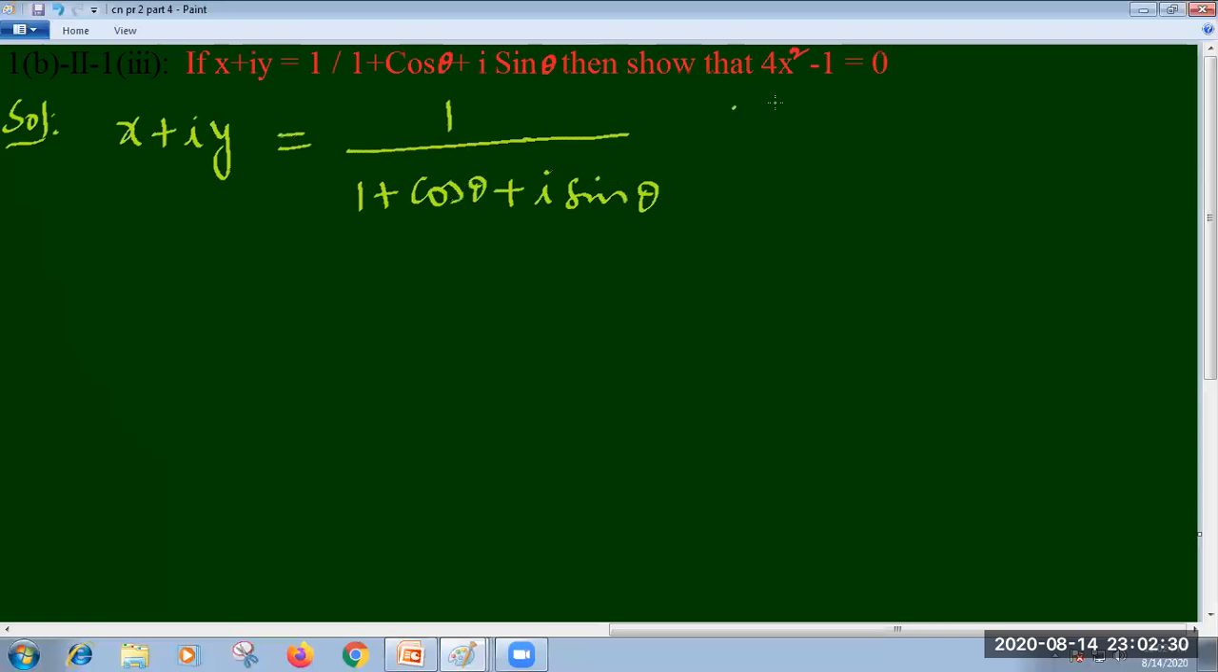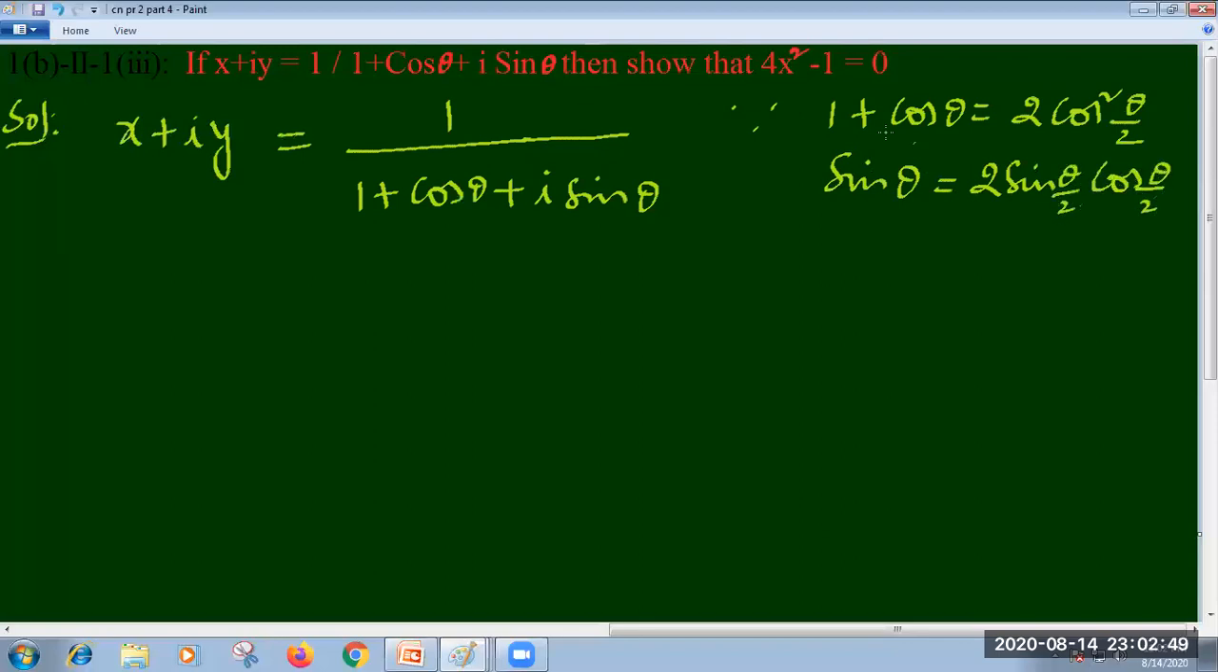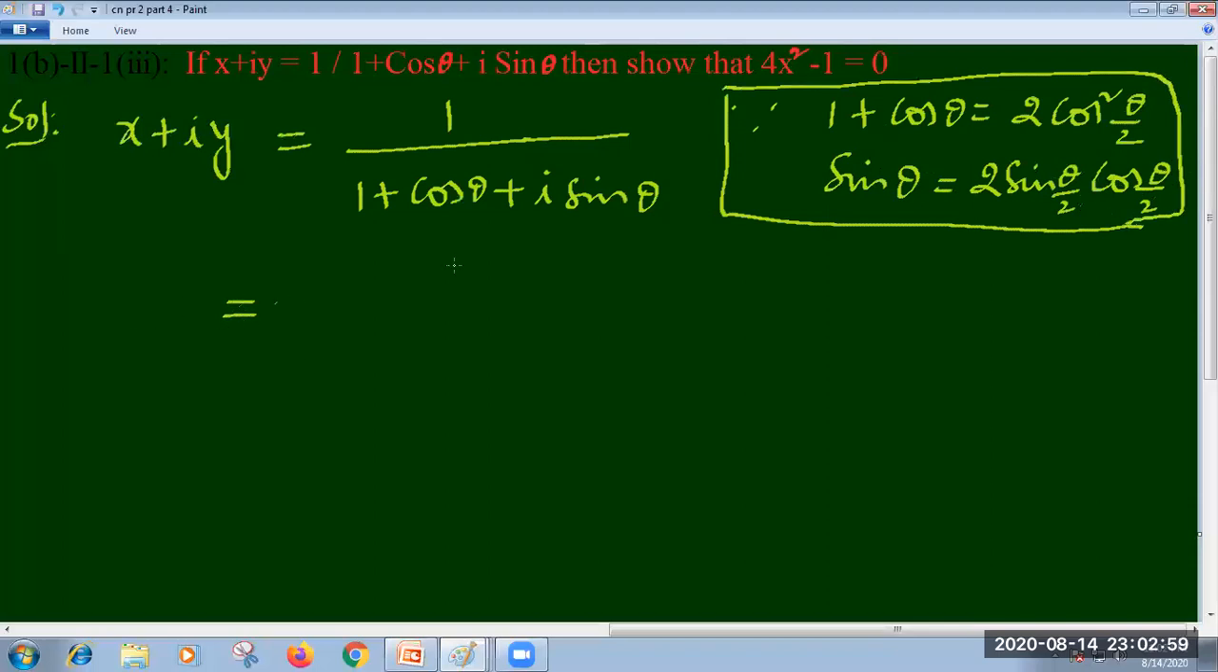Now just recollect, 1 plus cos theta is equal to 2 cos square theta by 2, and sin theta is equal to 2 sin theta by 2 cos theta by 2. Just recollect this formula from first year. Now I am writing in place of 1 plus cos theta as 2 cos square theta by 2.